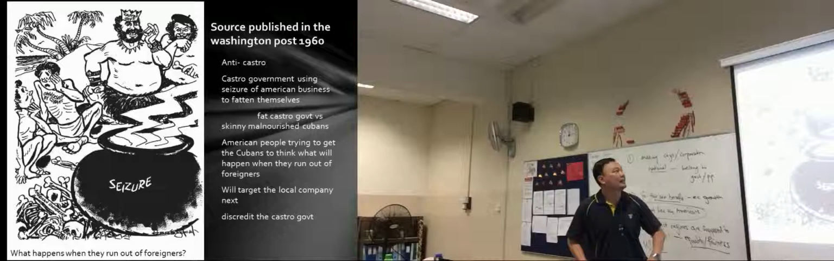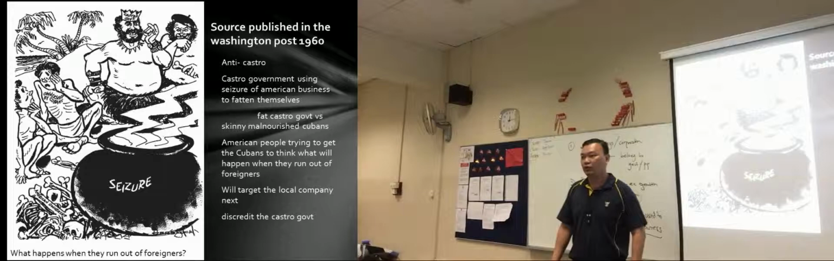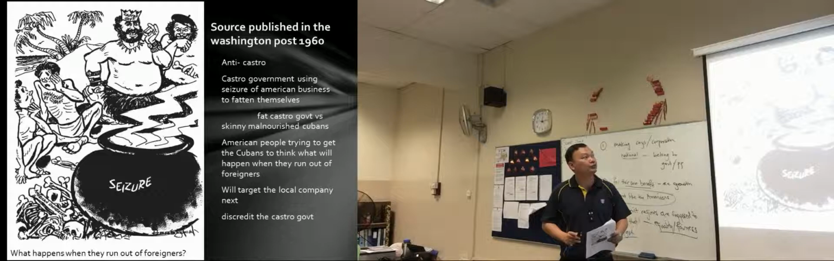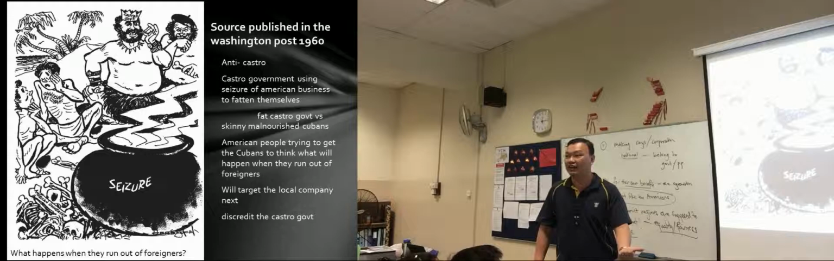Can you tell me, based on this picture, what is the author trying to tell you? What can you infer from this cartoon? What can you see from this cartoon? Anybody? Okay, we already have the first one. This fella is obviously anti-Castro because he is pro-America, and it's after the revolution. Okay. Can you tell me what you see in this cartoon?